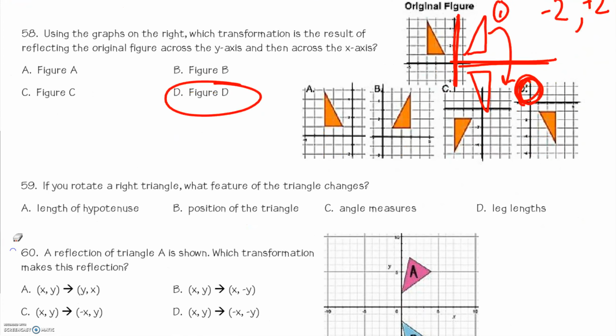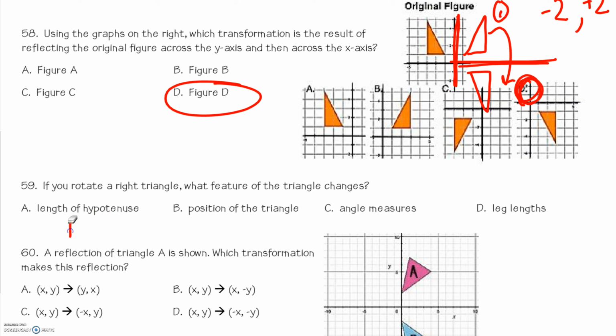59. If you rotate a right triangle, what feature of the triangle changes? All right, a rotation. A rotation is an isometry. Isometries preserve congruence, and congruent figures have the same shape and the same size. So what changes? So does the length of the hypotenuse change?